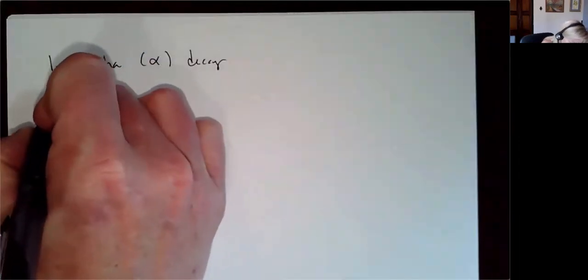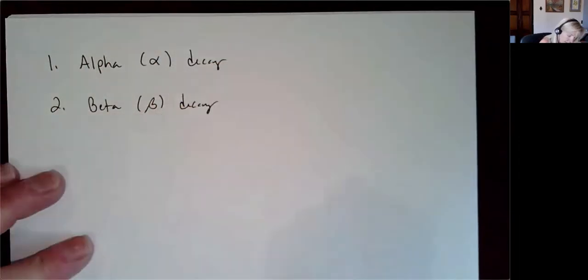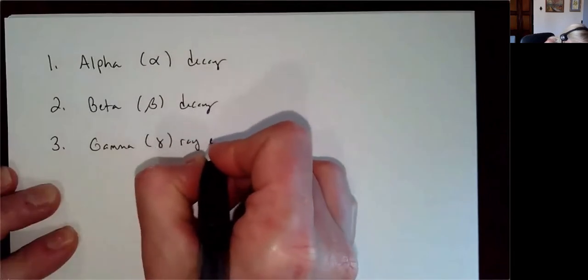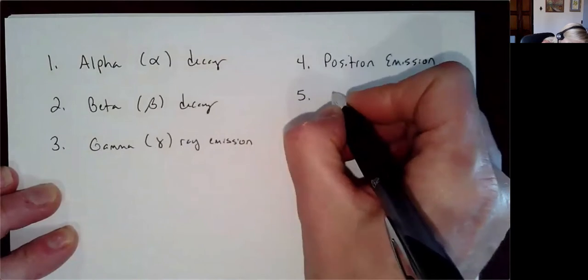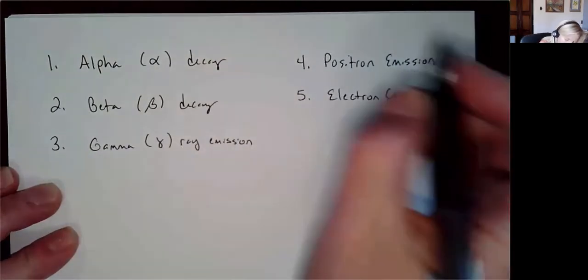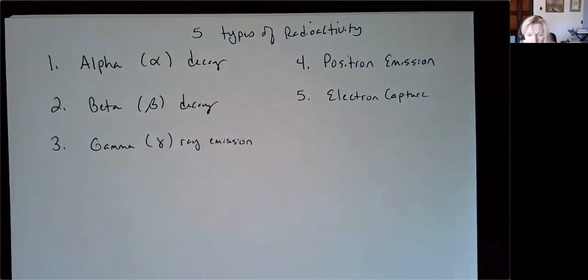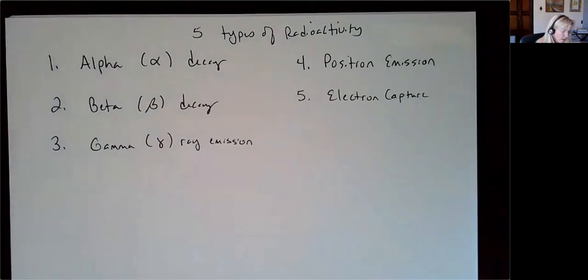All right, so our 5 types of radioactivity. The first one we're going to talk about is alpha decay. Then we're going to talk about beta decay. And then we're going to talk about gamma ray emission, positron emission, and lastly, electron capture. So these are our 5 types, and they're all very different. So let's start with alpha decay.